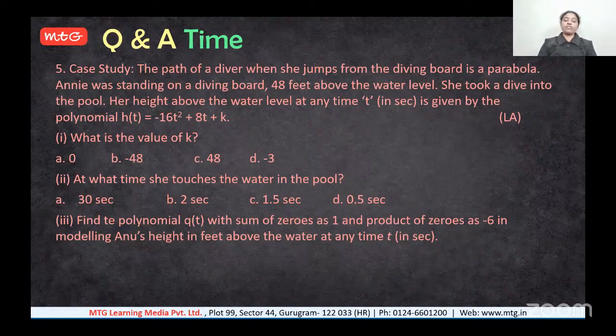Be careful, do not forget to use the constant k. And the k value you should find out and replace it.